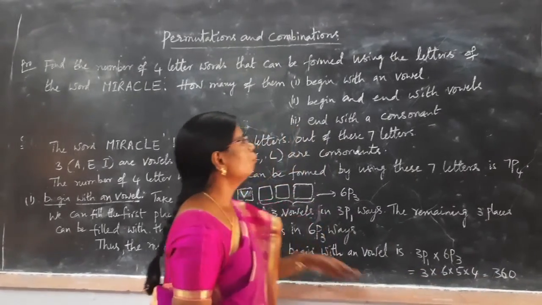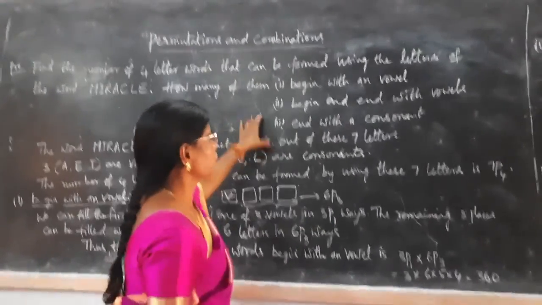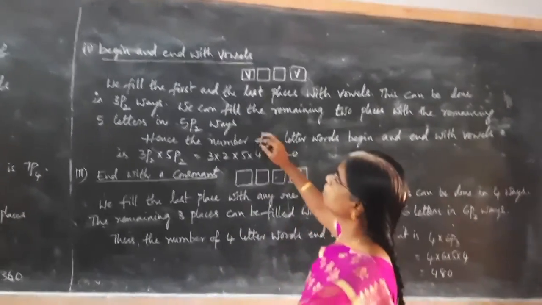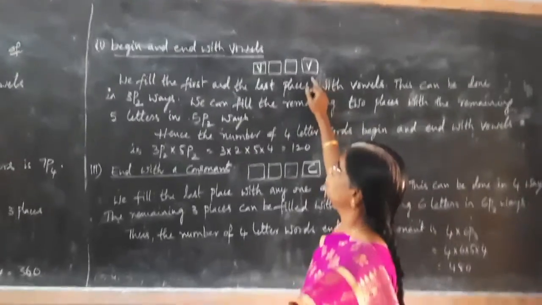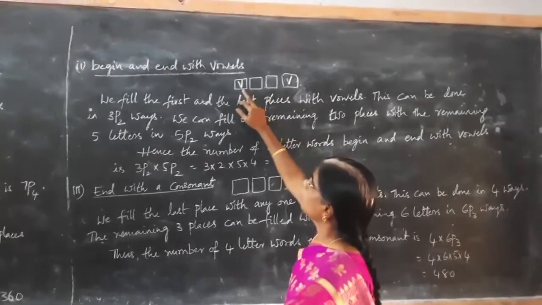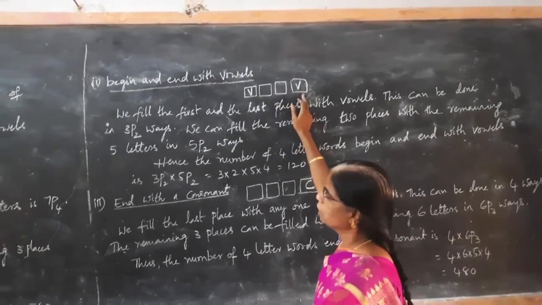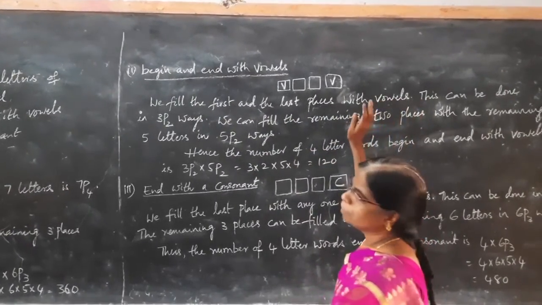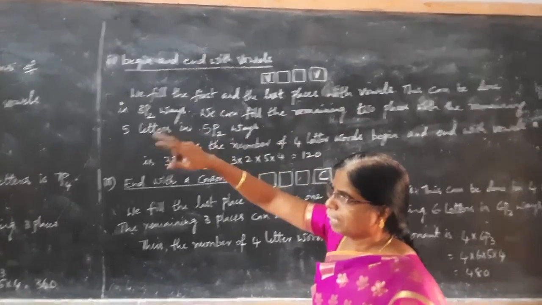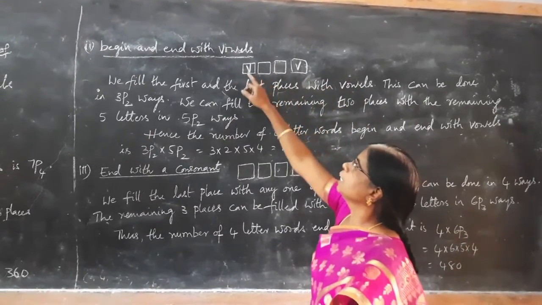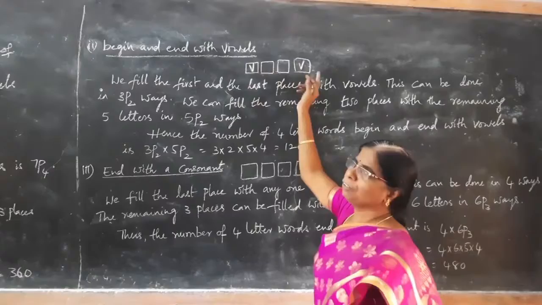Okay, now we have the second one, that is words that begin and end with vowels. So this 4-letter word has to begin with a vowel and also end with a vowel. So I have taken 4 places. In these 4 places, I fill the first and last places with vowels. How many ways? We have 3 vowels there: A, E and I. So from the 3 vowels, we take 2 vowels and arrange them here. We can arrange them this way or that way.